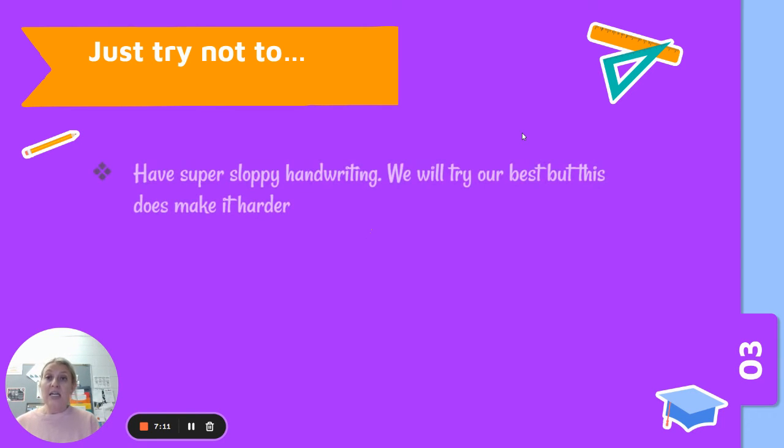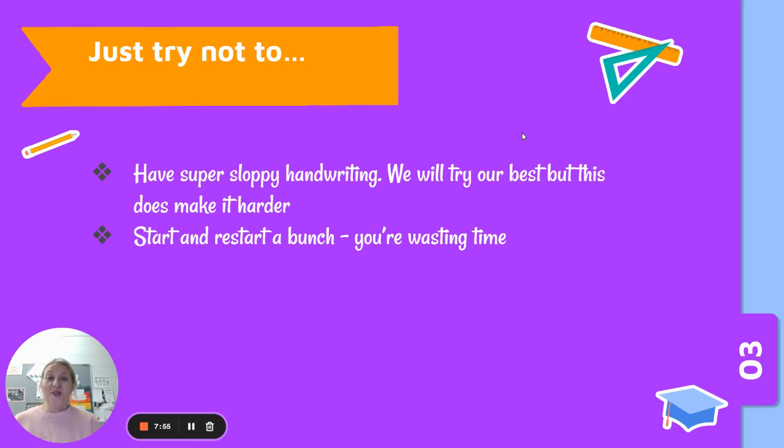Okay, here's a few things to try not to do that just make it harder for us as readers. So please, pretty please, try not to have super sloppy handwriting. We will try our absolute best to decipher it, but it does make it harder. And I think what happens is it impedes our understanding because it impedes the flow in which we can read it. As we're trying to hear your ideas and your voice, if we're stopping every few words to figure out what word it is that you wrote, that's where it makes it difficult, because we want to be able to really hear you through your writing instead of being worried about what it is that you are writing and specifically which words.